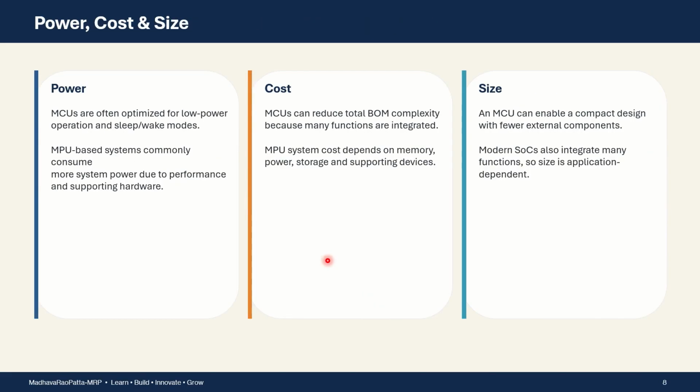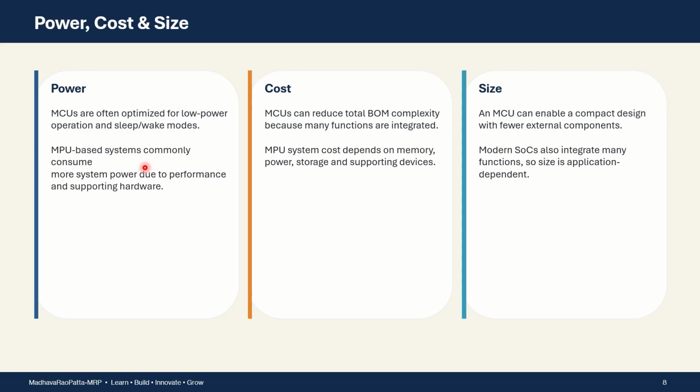Then, coming to the next one: power, cost, and size. These are also among the major differences. Let's talk about power, cost, and size. Microcontrollers are often optimized for embedded control and low-power operation. Many provide sleep and wake-up modes also. With sleep and wake-up, we can optimize the power.